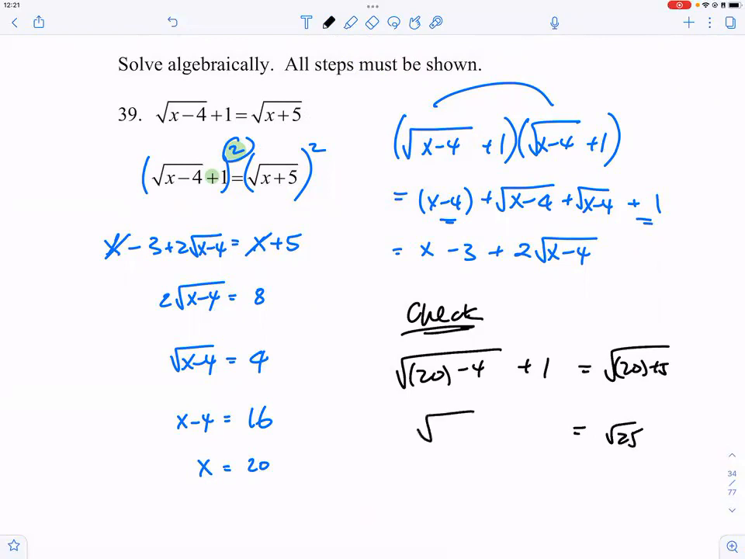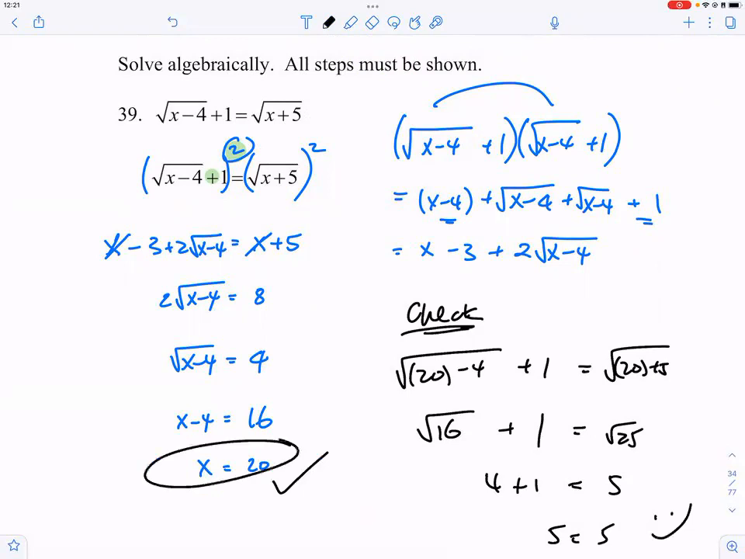Underneath the square root, you have square root of 16 plus 1. So you have 4 plus 1, and 5 equals 5. We are very happy. This is good. x is equal to 20. That's the answer. So again, you should understand how this is done, especially if you would continue to advance in math. No one should really make any mistake for this type of question. It would be quite laughable if you did not handle the square properly at this stage.